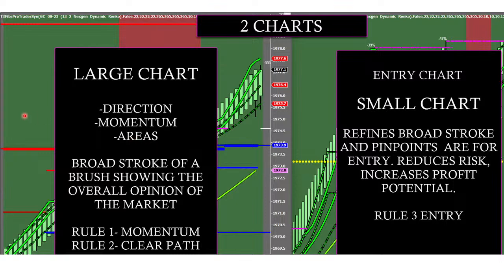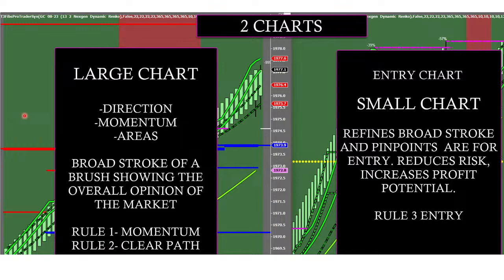And these 3 rules happen on only 2 charts. There's a big chart and a small chart. The way the workspaces are set up, the big chart's on the left, the small chart's on the right. Because most people read from left to right, guys, and this is the exact same idea. Your large chart leads the way. Your large chart tells you when it's time to look for an entry.